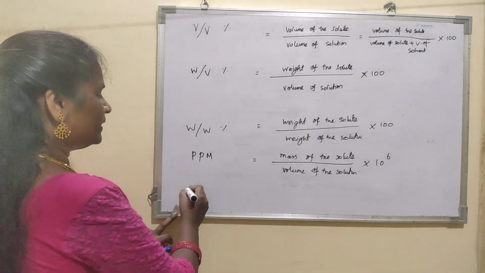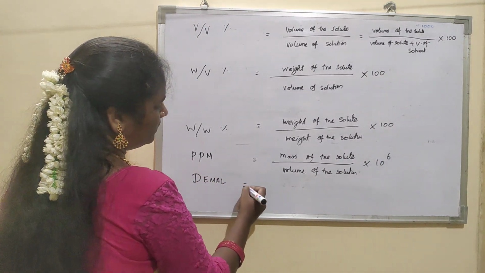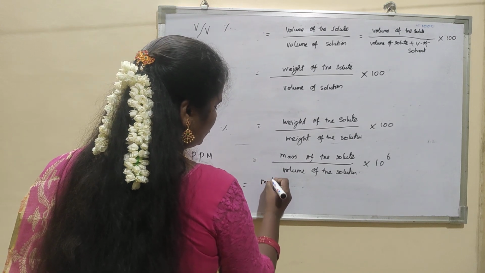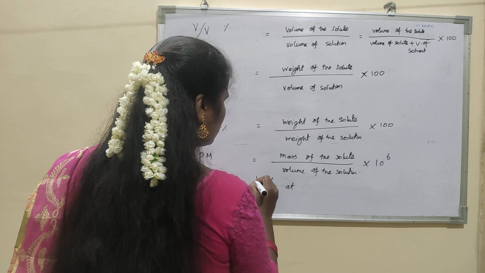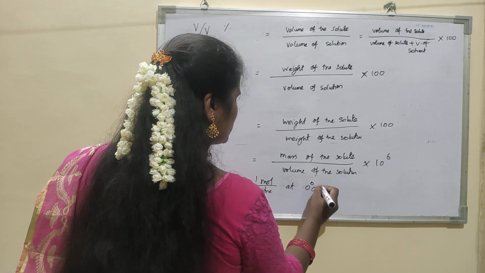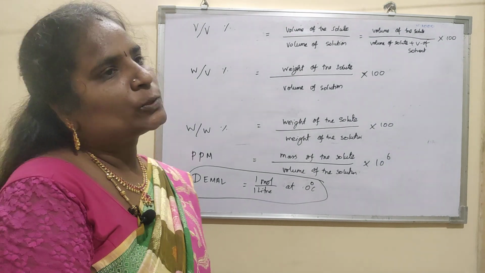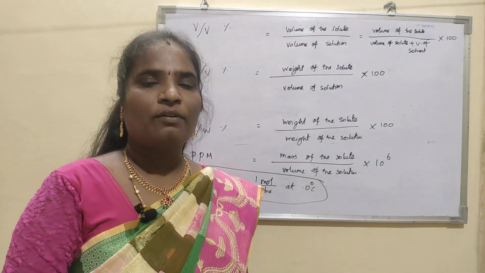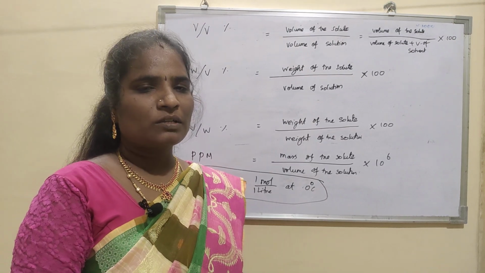Then 1 demal. Demal is when you calculate 1 mole per liter, 1 mole in 1 liter at 0 degree Celsius, known as demal. So these are the various types of concentration terms that come in the solution lesson.